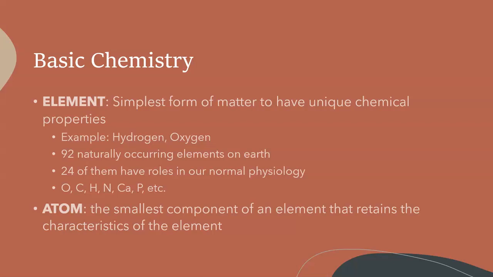So the term element, we talked about that before. Element is the simplest form of matter that has a unique chemical property. So some examples are hydrogen, oxygen, and we have 92 naturally occurring elements on Earth, and 24 of them have roles in our normal physiology. Some of the really important ones: oxygen, carbon, hydrogen, nitrogen, calcium, phosphorus, okay, things like that.